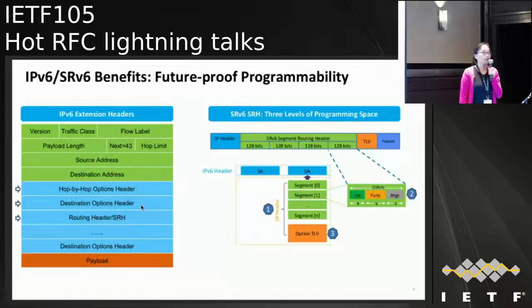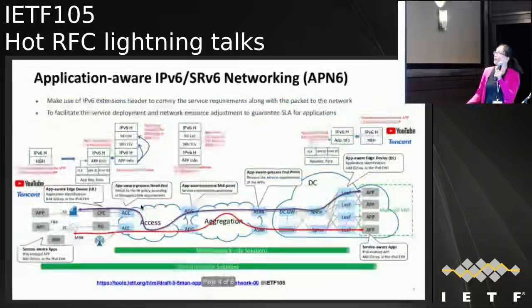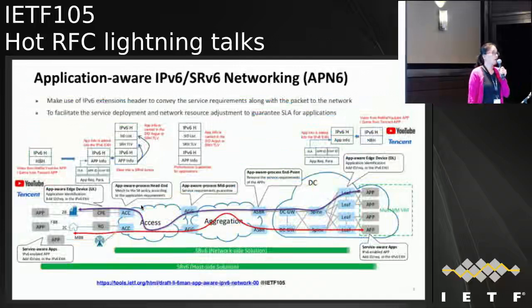So here are the IPv6 extension headers. We have the hop-by-hop and destination options headers, and also the routing header. SRH is one of these. So we have the arguments fields and also the TLV we could use to convey some information from the applications. And those are the foundations for the application-aware IPv6 or SRv6 networking. We call it APN6. So basically, we make use of the IPv6 extension headers to convey some information from the applications into the network.